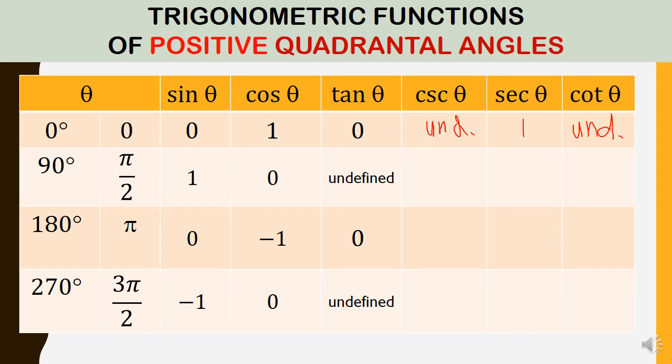And then for the next row, we have 90 degrees. So, ano yung reciprocal naman ng 1? For cosecant theta, 1 over 1 is 1. Secant theta is 1 over 0. So, again, this will be undefined.